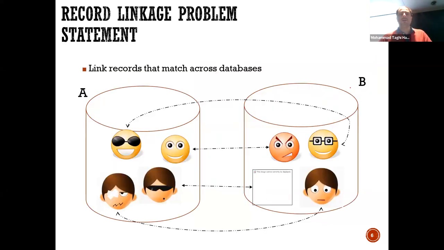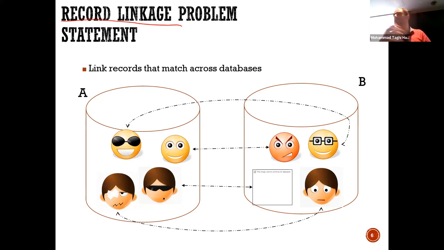A problem very similar to that is the record linkage problem. Here you have two databases, A and B, and you want to match them. Sometimes you have, for example, the social security number that you can completely match on, but sometimes you don't have it. For example, you have the people at Facebook and the people at Amazon. You have the databases of the users at Facebook and Amazon, and you want to match these entities together. You try to link records that match across data.